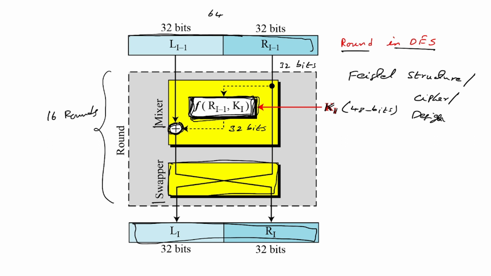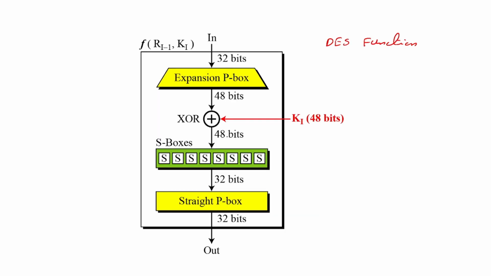So here we need to know about the round function. Let us see the round function, the DES function. This is the heart of DES. Here we need to give 32 bits, the right half of the input. We need to perform the expansion P-box.